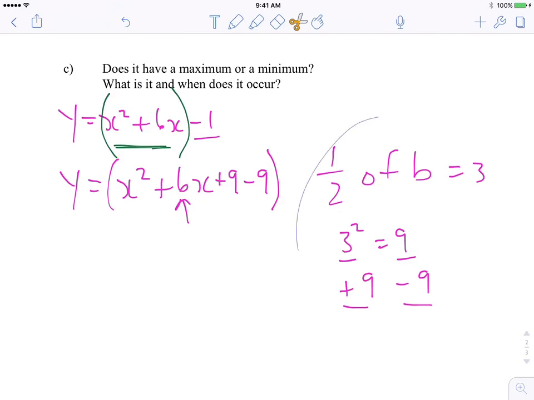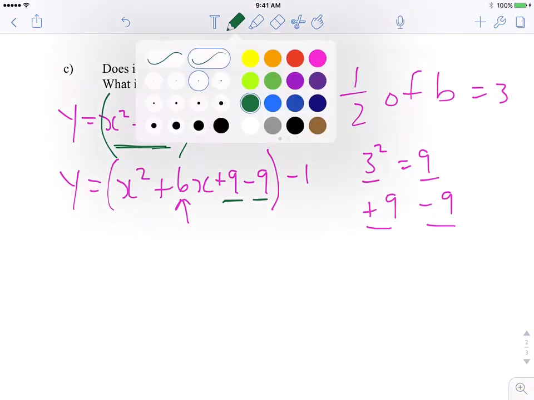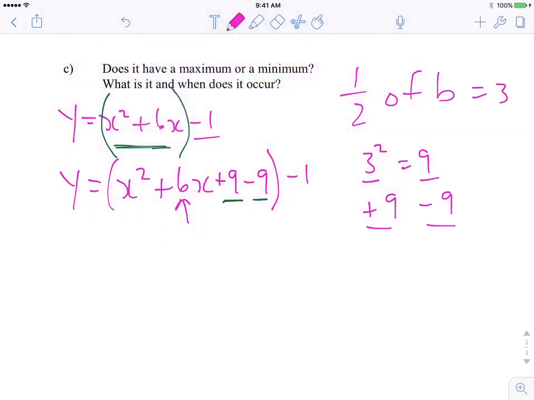Let me just move this over a little bit. And we're going to say minus 1. So take a look what we did here again. We took half the value of b, squared it, added it, and subtracted it. Again, we technically haven't changed our quadratic because plus 9 minus 9 is really 0. And if that's the case, we still have our standard form, x squared plus 6x minus 1. But what we're going to do now is officially create our perfect square trinomial.